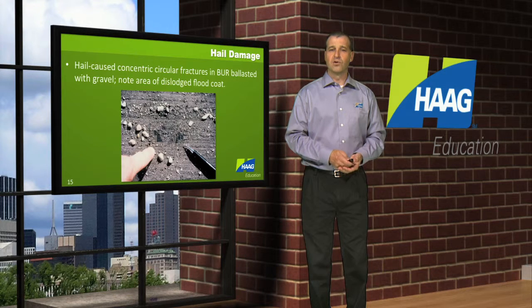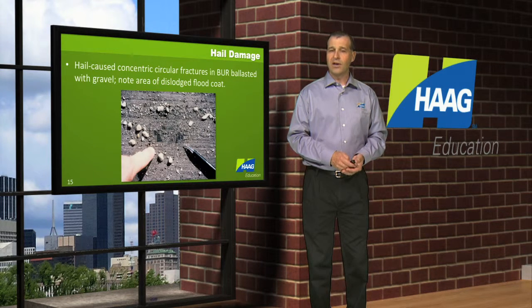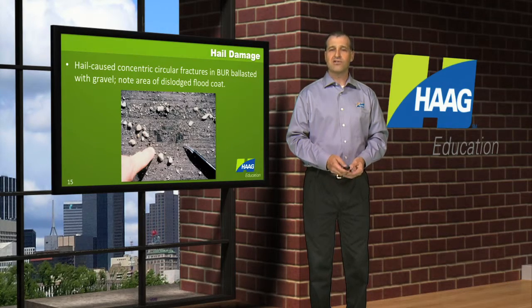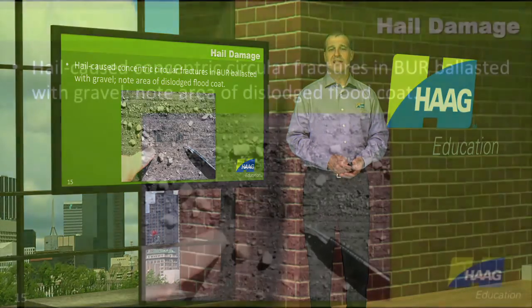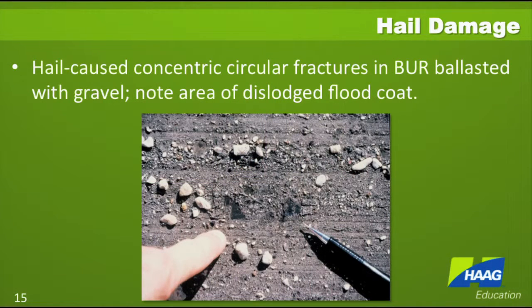This photograph shows a spalled area of flood coat and also some very fine concentric circular fractures at the impact point. And so by feeling that area, if it feels weaker or softer in that area relative to areas on either side, that would be an indication of hail-caused damage to that point.